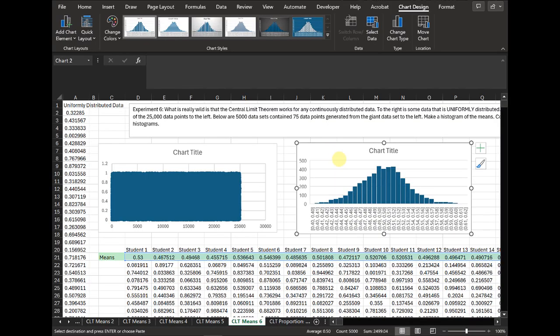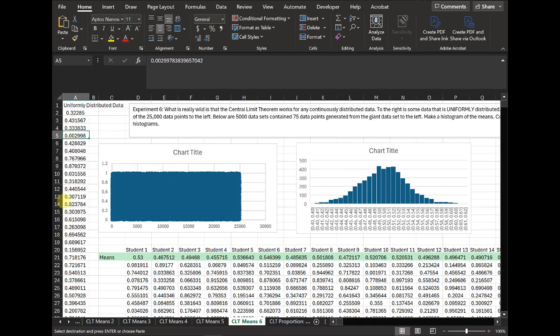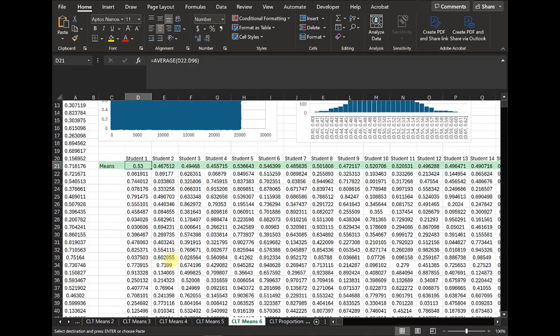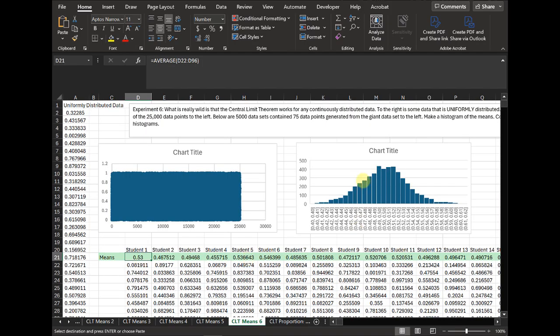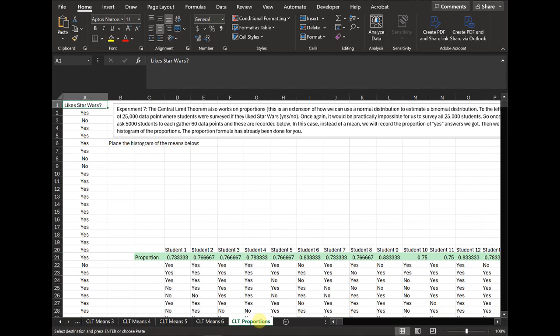So this is what's really wild about the central limit theorem, is that it doesn't matter what the distribution of your actual data looks like. So this data is uniformly distributed. This is what its histogram looks like. When you start taking means of data sets, so when you have collected enough data sets, the distribution of the means always ends up looking like a normal curve. So that's kind of a surprising thing.